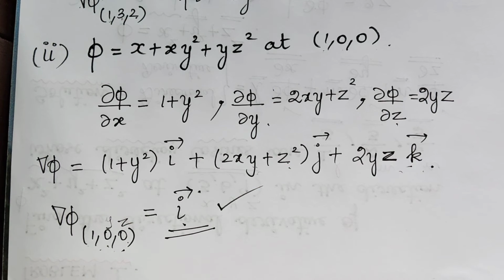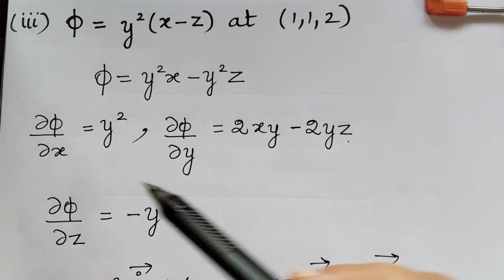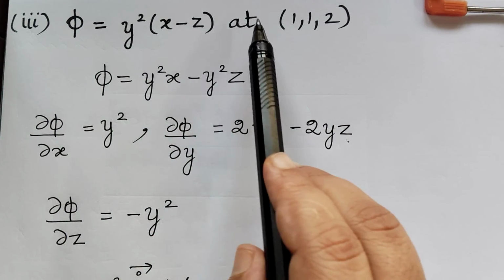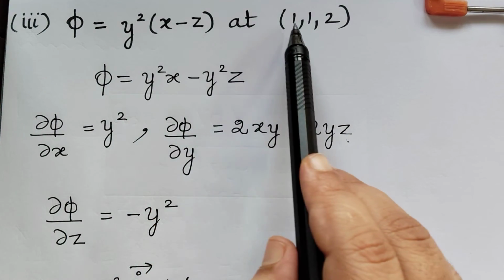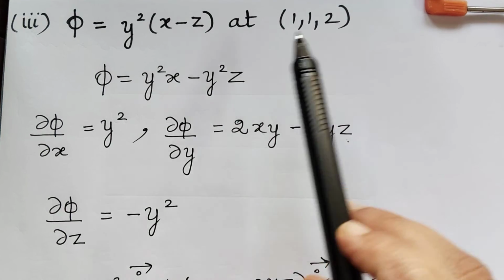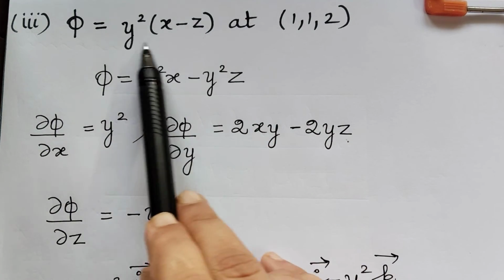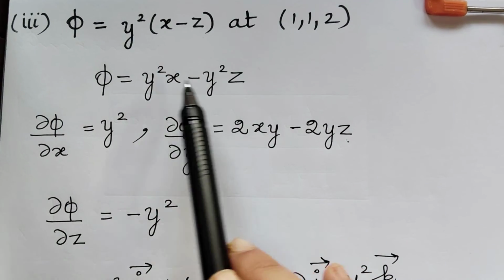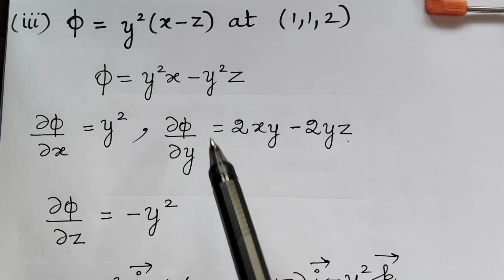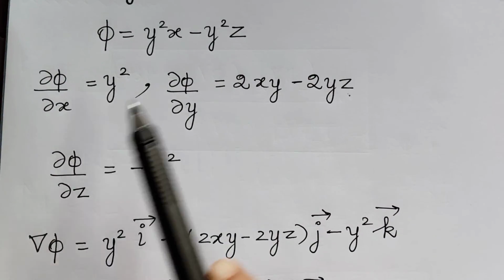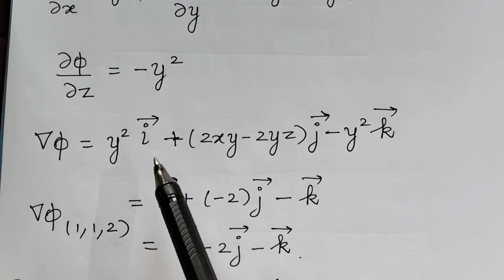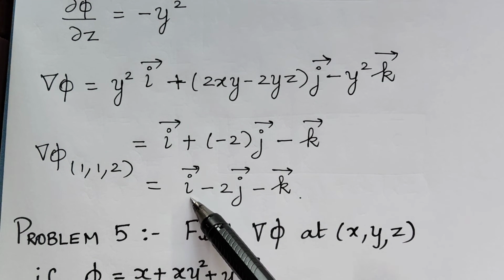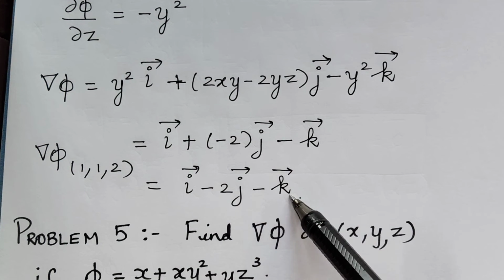We have some more subdivisions. So here we have subdivision 3 where phi is equal to y squared multiplied with (x minus z), and we have to find nabla phi at the point (1, 1, 2). So first I have taken and written this by simplifying it, that is y squared x minus y squared z. And then after finding ∂φ/∂x, ∂φ/∂y and ∂φ/∂z separately, we are substituting in the formula. And finally we are getting the answer to be i vector minus 2j vector minus k vector.